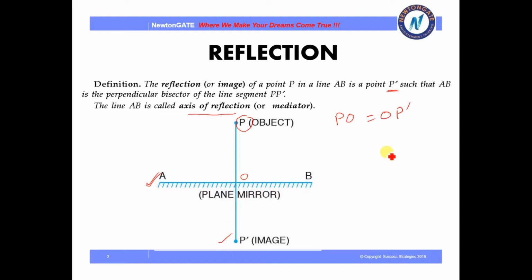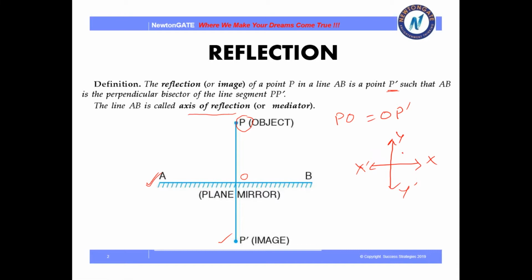Okay. So what did I say at first? That we will not be using mirrors. We will be using coordinate axes. So this is Y, this is X. And these will be considered as axis of reflection. The coordinate axis will be considered as axis of reflection. And P and P dash will be the coordinate points.